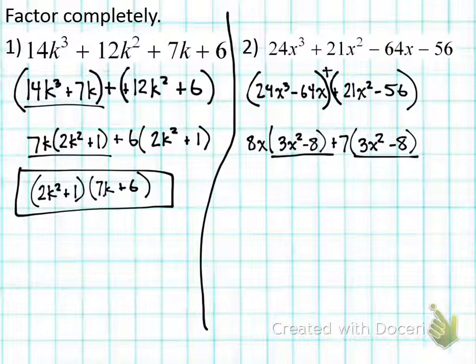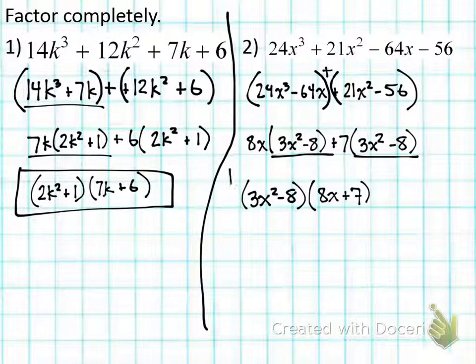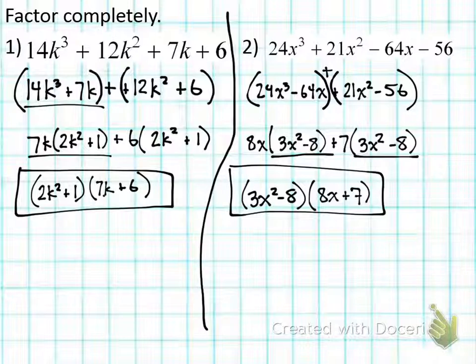Okay. 3x squared minus 8, open parentheses. 3x squared times what is 8x? Times that, same value, just 8x. 3x squared times what? Times positive 7. And then we box our final answer. That's it. Okay? Yes? Would they ever be different?